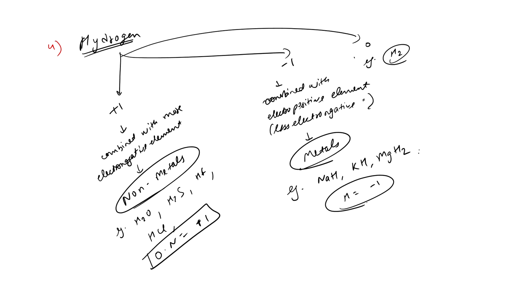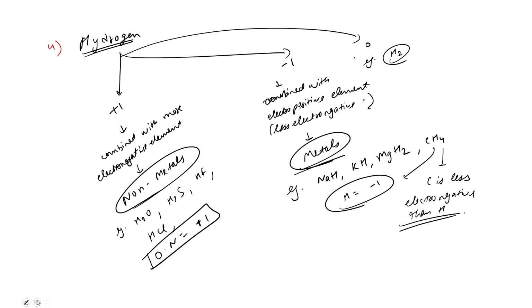CH4: carbon is not a metal, it's a non-metal, but carbon is more electropositive. In general, mostly the electropositive elements are metals. In CH4 also, hydrogen is -1, because carbon is less electronegative than hydrogen. So, this is for the hydrogens.